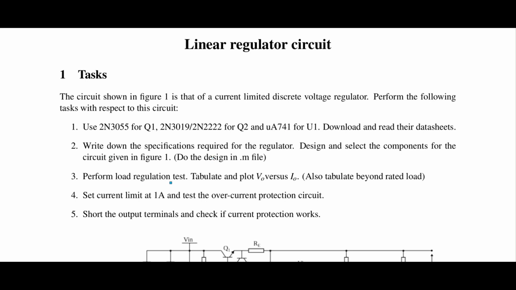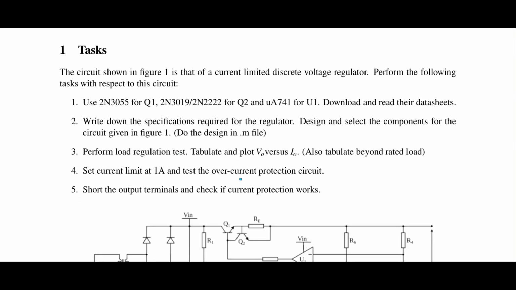Perform the load regulation test. Tabulate and plot V0 versus I0. And set the current limit at 1 amp and test the overcurrent protection by adjusting the value of RE. Short circuit the output terminal bravely and check if the current protection works.